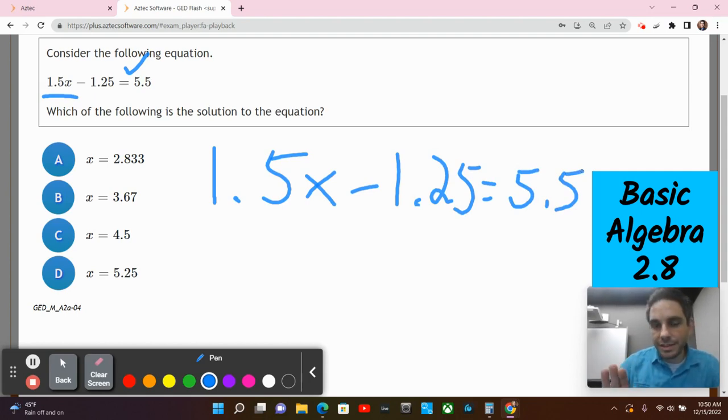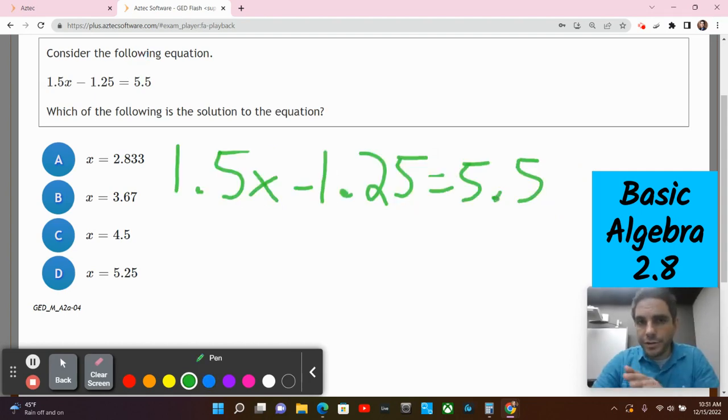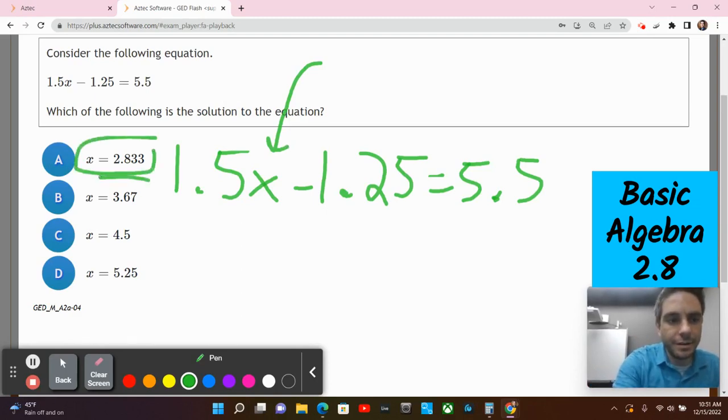Instead, we're going to take a more systematic approach. So that approach involves the following goal. We want to have x, the letter x, totally by itself on one side of that equal sign, and on the other side, our answer is going to be shown. In fact, we can see what our goal is by looking at our answer choices over here. You can see exactly what I mean there. Like, we want to have x equals something.